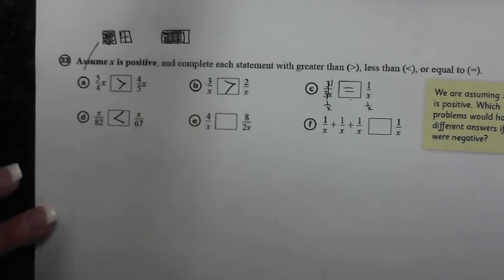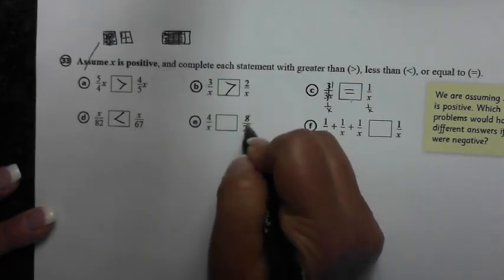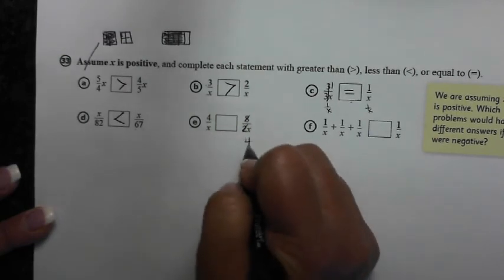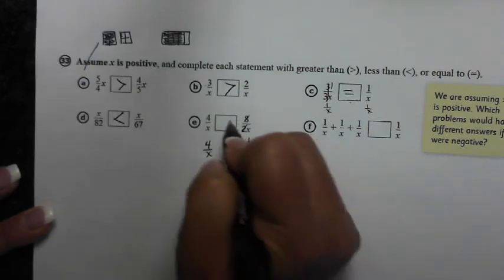Okay, this one. Can you see any reductions? Well, we have 4x. How many times does 2 go into 8? 4. They're the same. So this one's equal.